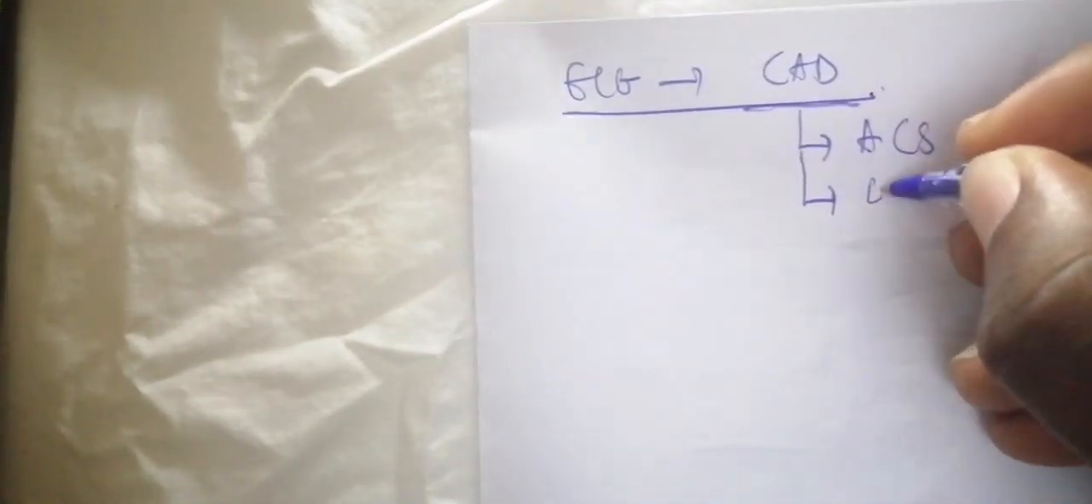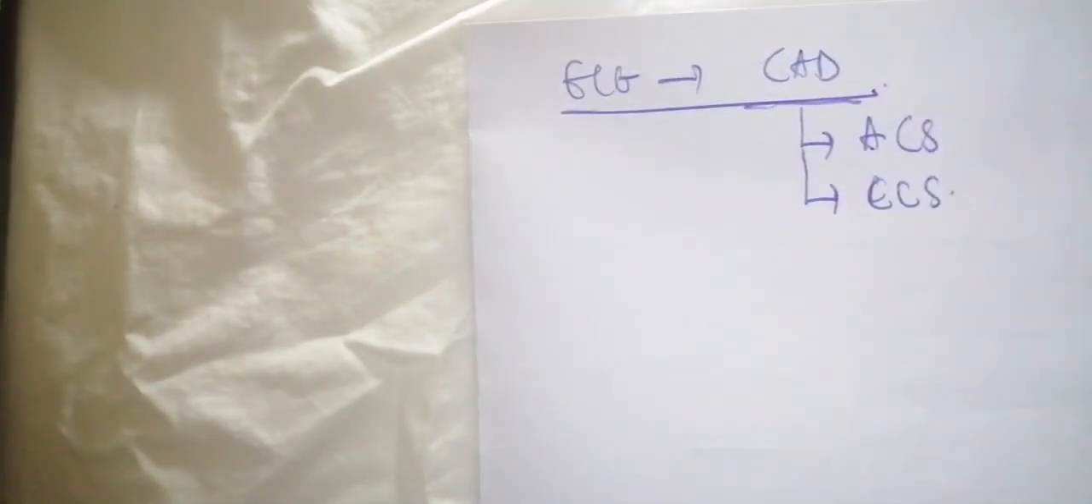Hello, in this tutorial we're going to visualize ECG interpretation of coronary artery diseases. For ECG interpretation of coronary artery disease, we first have to know the different coronary artery syndromes. The coronary artery syndromes are divided into two: acute coronary syndrome and chronic coronary syndrome.